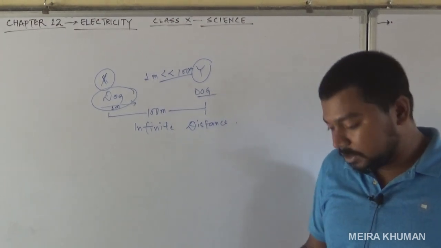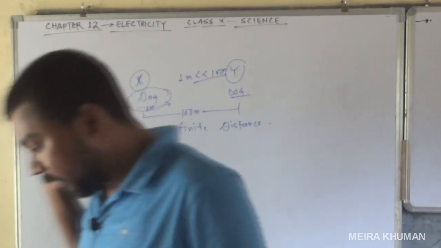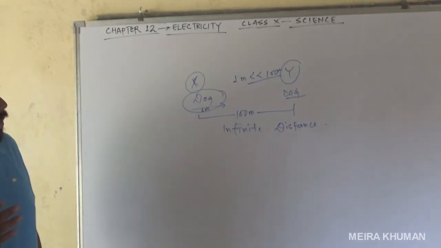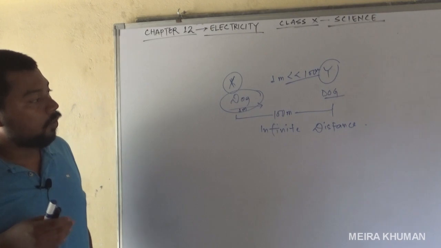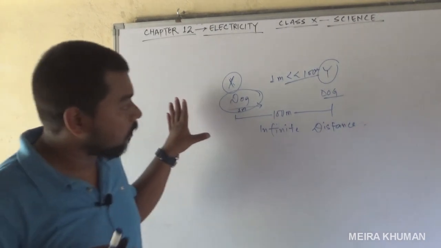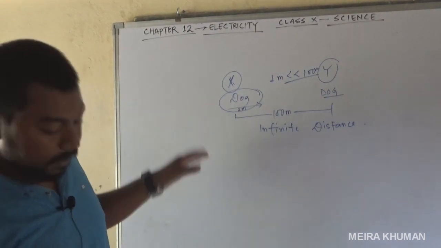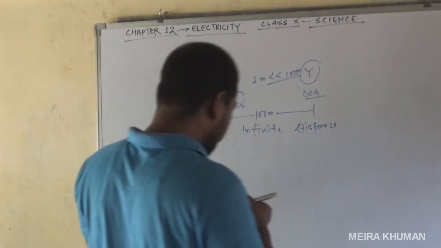Clear that much? So this particular term infinity or infinite will be frequently used in this chapter. For this topic of electric potential, we will try to understand what infinity is all about. Okay, clear? Let us take one more example.